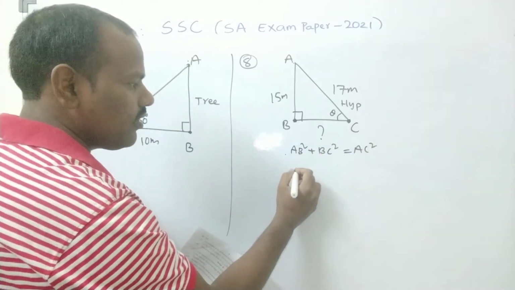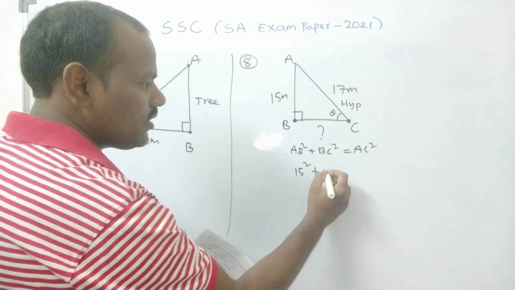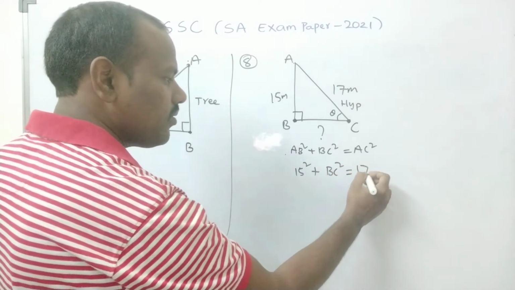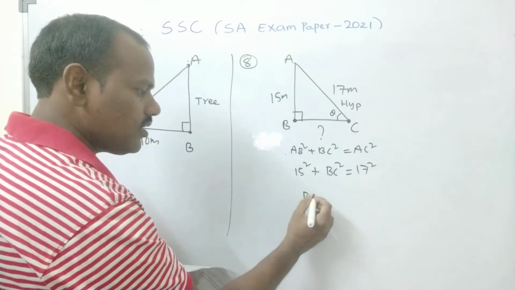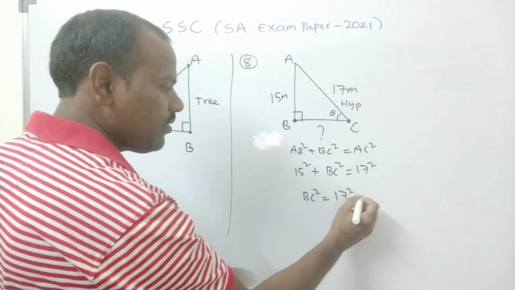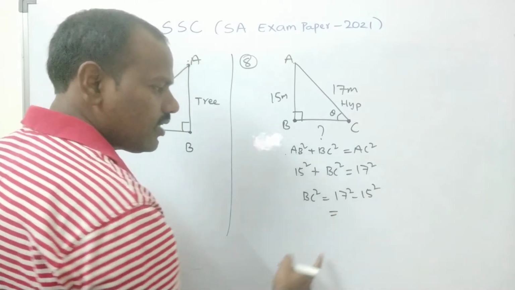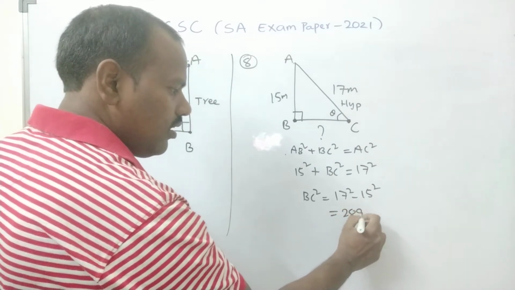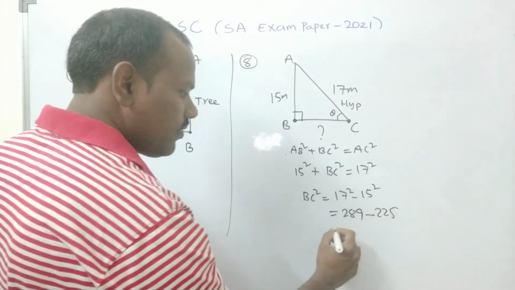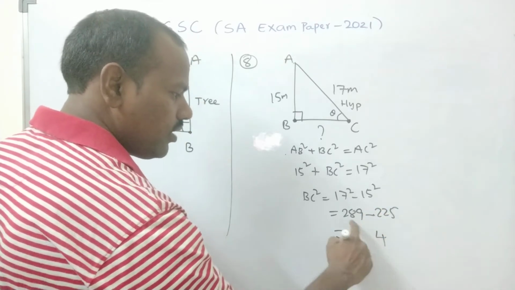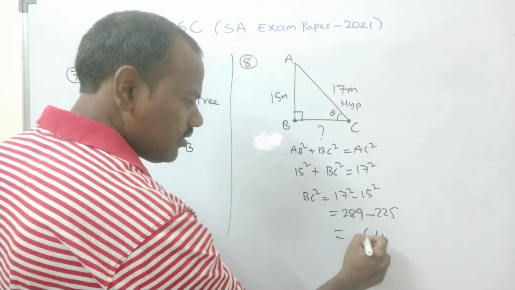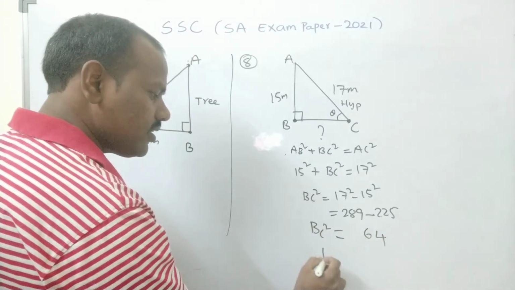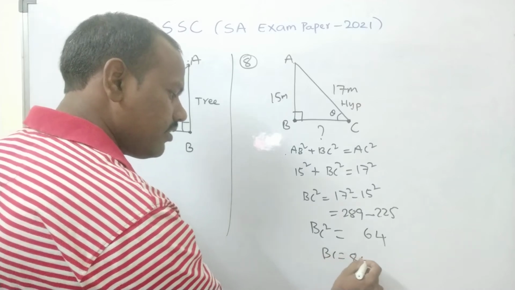AB square equal to, already we have 15 square. BC square, I don't know, that we have to calculate. And AC square equal to 17 square. So BC square equal to 17 square minus 15 square. That is, 17 square equal to 289 and 15 square equal to 225, which gives 64. BC square equal to 64. BC is equal to 8 meters.